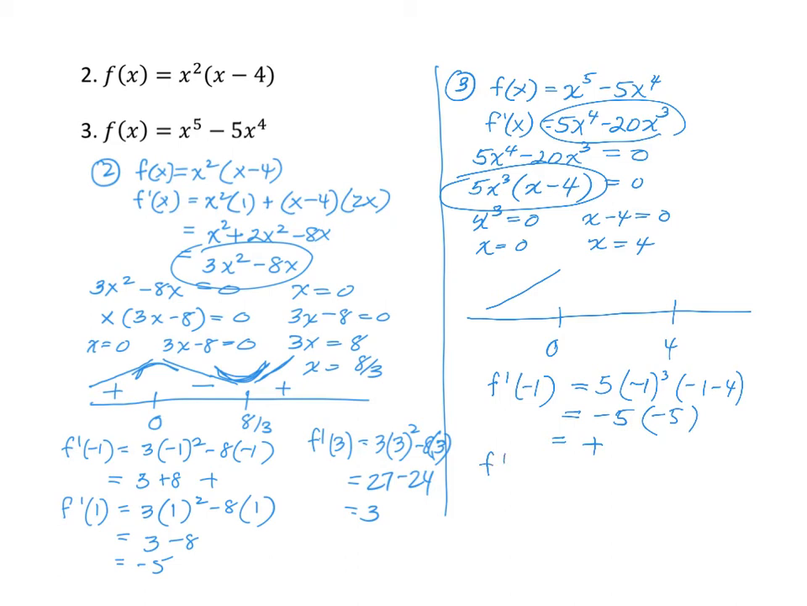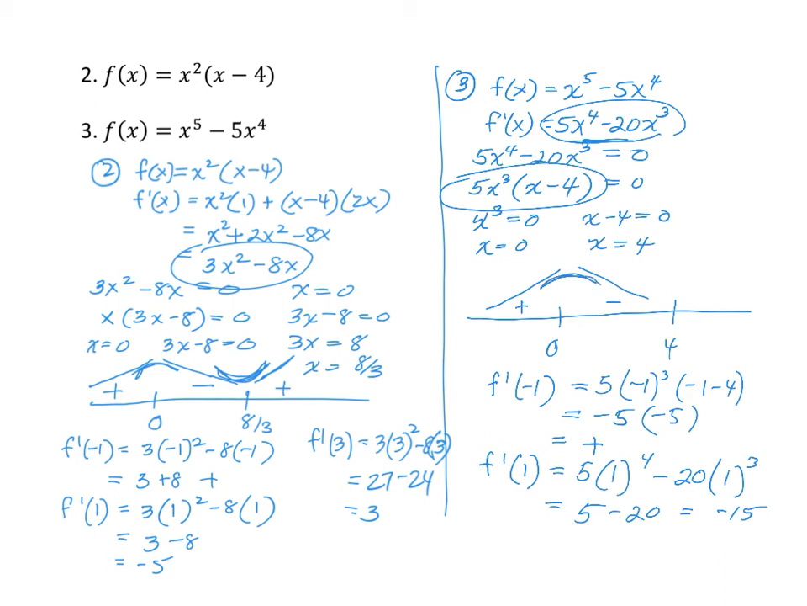And then f prime between 0 and 4, let's take 1. If I took f prime of 1, I'm going to go ahead and plug it in here so that you can see what I do. So 5 times 1 to the 4th minus 20 times 1 cubed. And you can see that that's going to give me a negative value, isn't it? And it doesn't matter that it's -15. You're just trying to find out if it's positive or negative, and it's negative, right? So this was positive, this is negative. So we have a max here at 0.